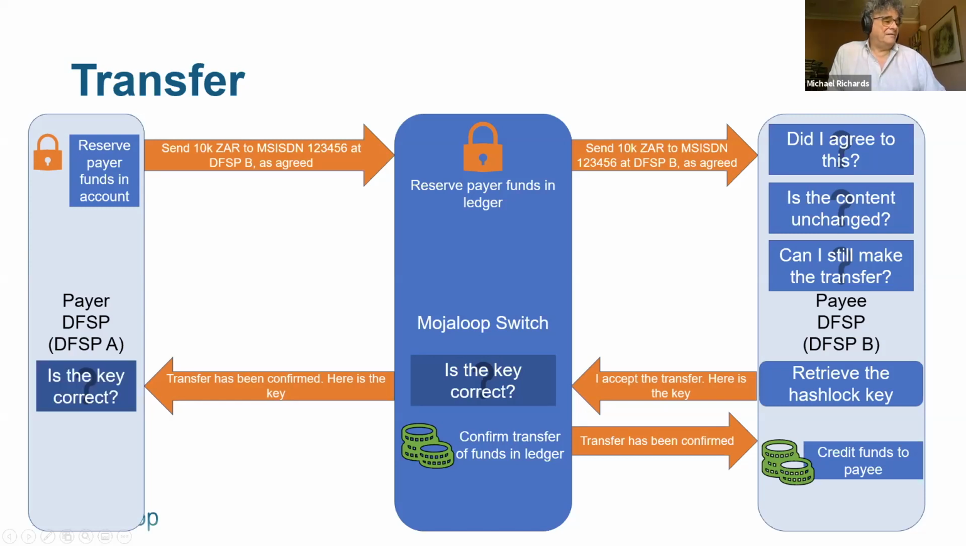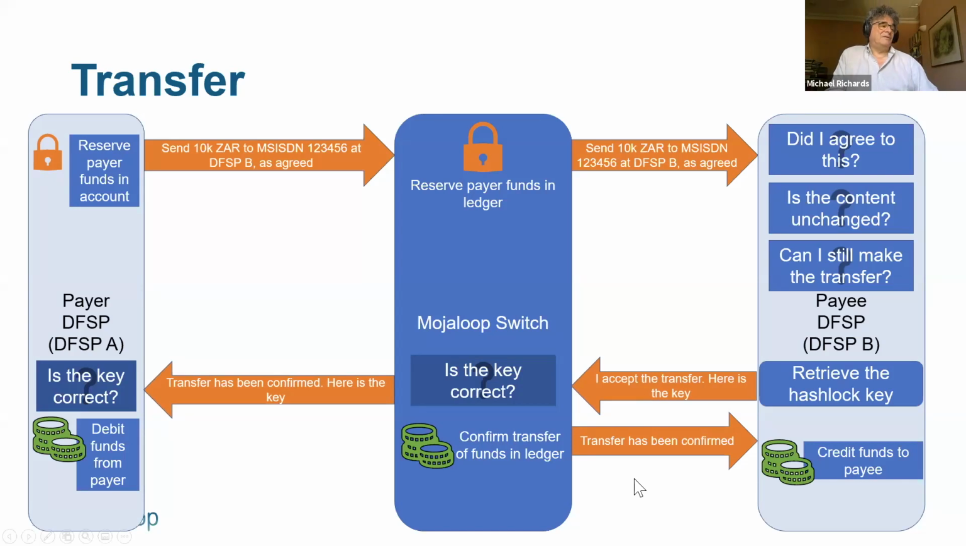The payer DFSP now checks that the key is correct in the same way as the switch did, and if it is, it debits the funds finally from the payer's account. And that is the route of a transfer through the switch.